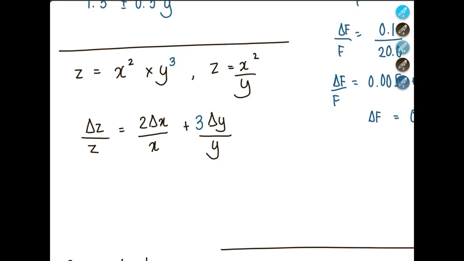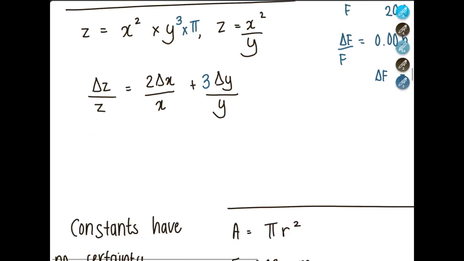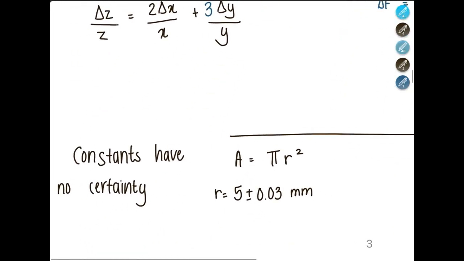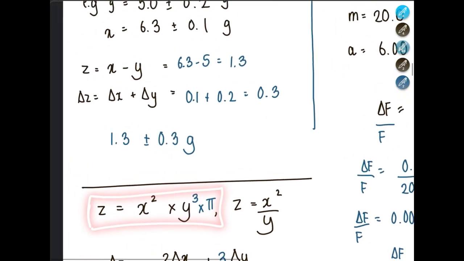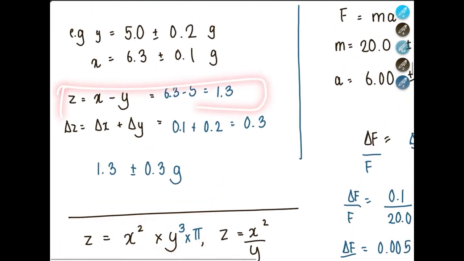But what if you had a constant? For example, it was x squared times y cubed multiplied by pi. Pi, remember, constants have no uncertainty. So you're not going to mention the constant in your uncertainty. You will only use it when you're finding the value of z, just how we found the value of z here with the measured value.